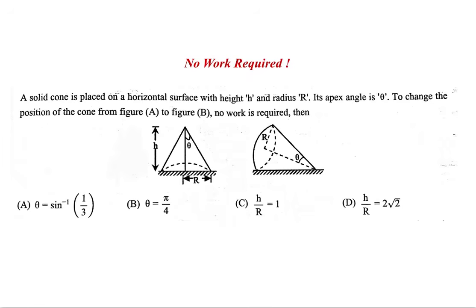Hello bachcho. So in this problem we have been given a solid cone of height h and radius r, and the semi-vertex angle is theta. It is given that to change the position of the cone from figure A to figure B, no work is required. So in changing the configuration, from this position to this position, no work is required. So we have to find which of the given options are correct. It is a more than one option correct question.